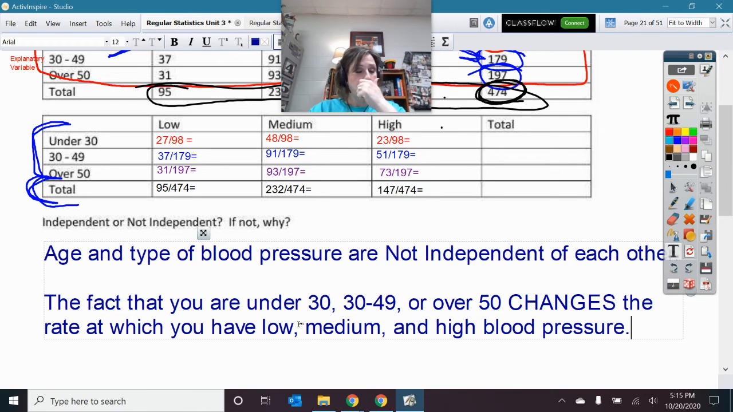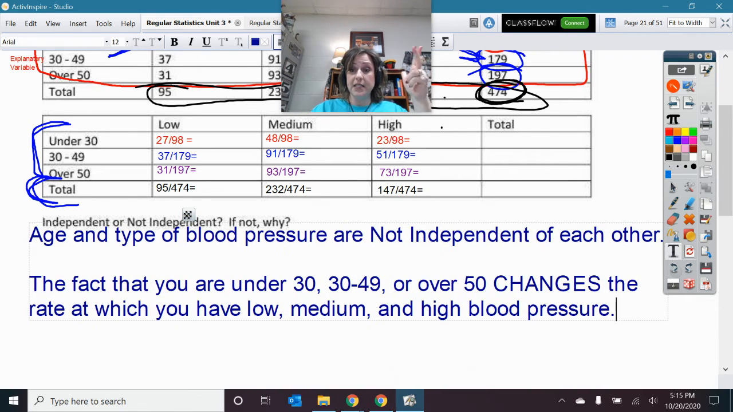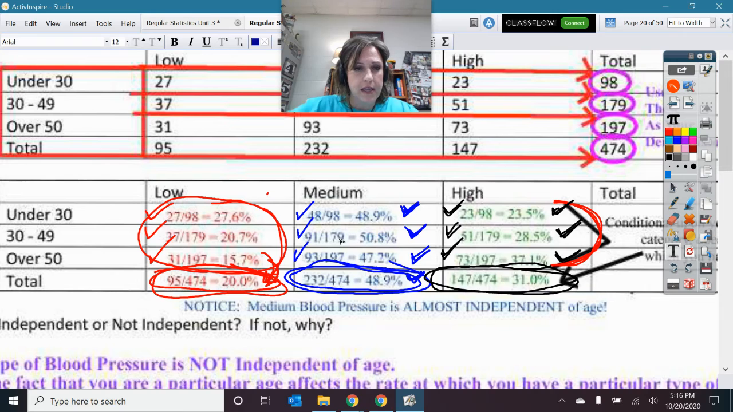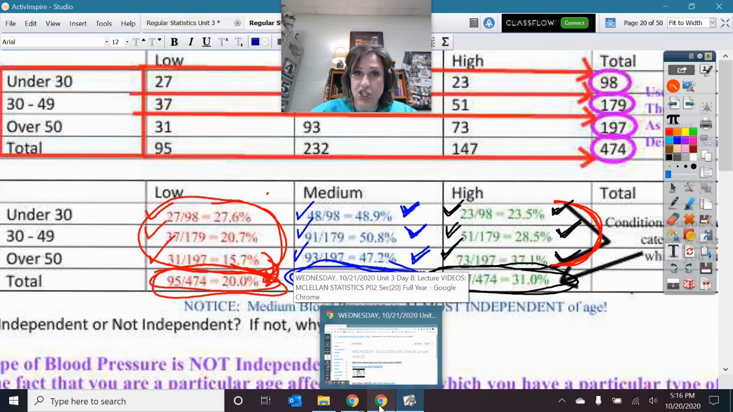All right, good job. So, we made our claim and elaborated on our statement. Now, what do we do next? Statistical evidence. For example, I'm just going to give one group in each category. So in the low, who had the most? Let's take a look back over here where I have my numbers. Under 30 had the highest rate of low blood pressure. I think I'm just going to leave it at that because there's so many percentages to compare.